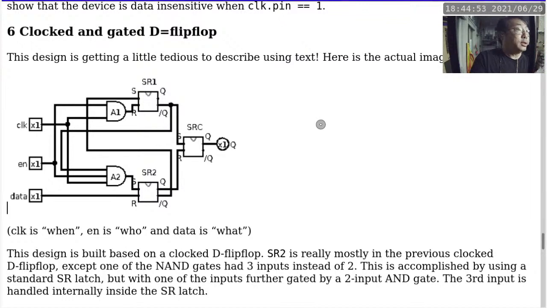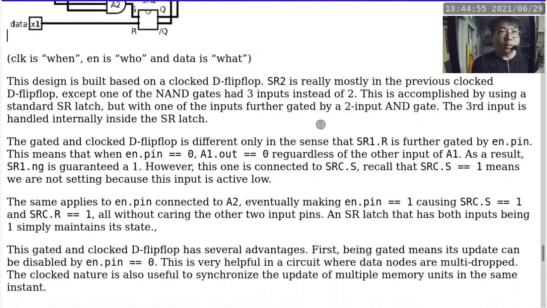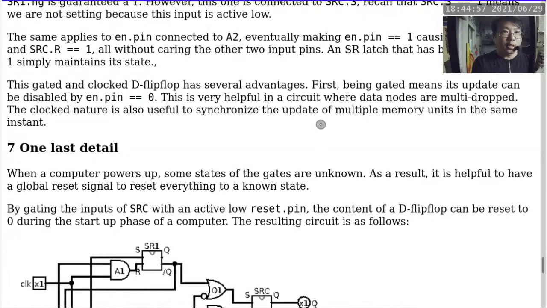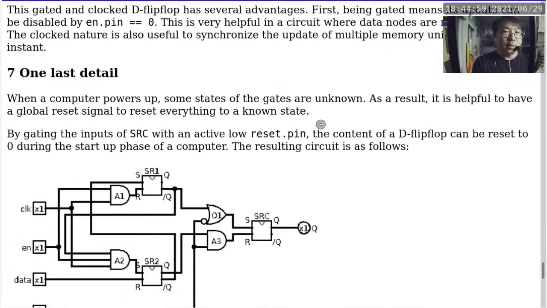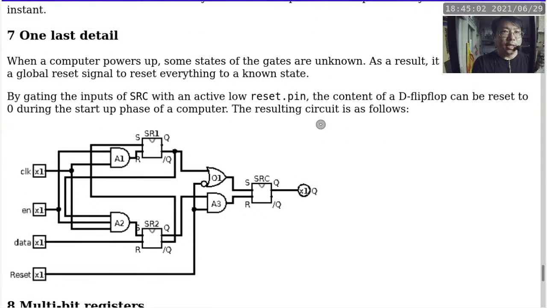I'm looking at the time. We've got 5 more minutes, so we'll go ahead and look at this more insane version. This one has got a reset pin. The only difference between section 7 and section 6 is the ability to reset a D flip-flop to a default state.